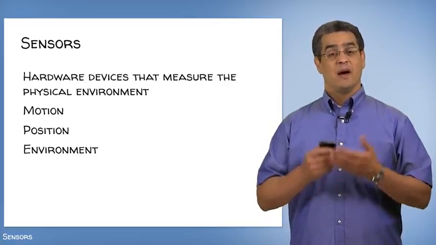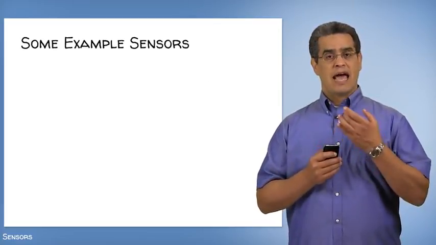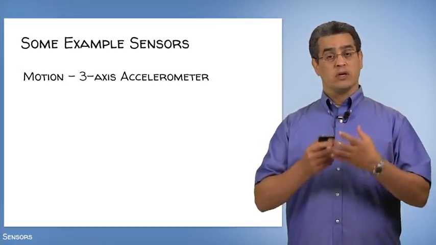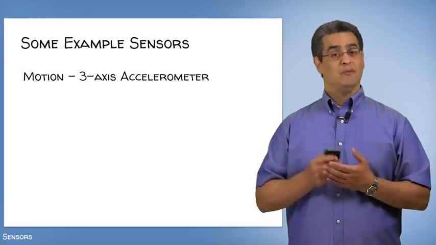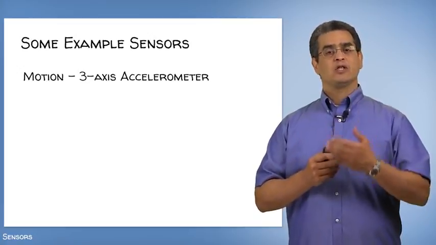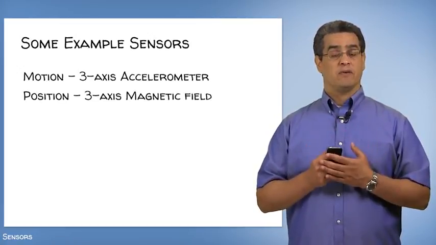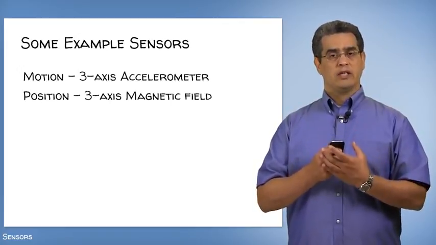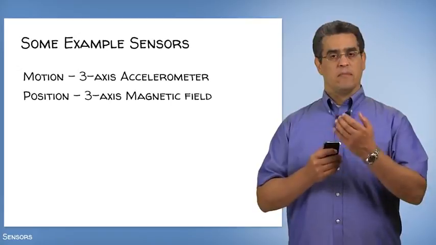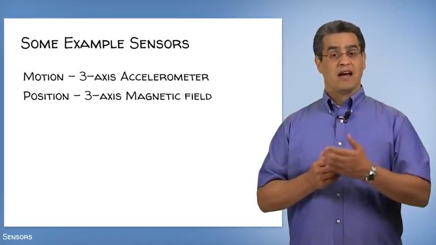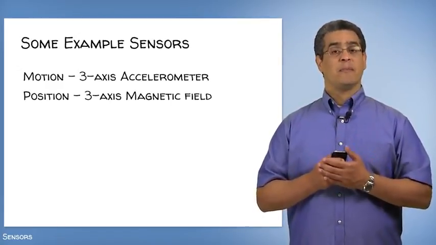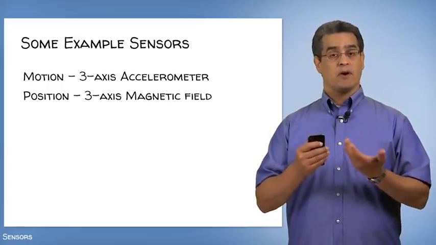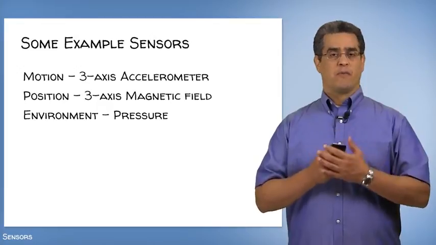For example, my device has a 3-axis accelerometer, which measures the forces exerted on the device. For example, when I shake it. It also has a 3-axis magnetic field sensor, which can be used to measure its position or orientation relative to the Earth's magnetic field. And we'll see that in action later on in one of the example applications. And lastly, my device has a barometer that measures atmospheric pressure.